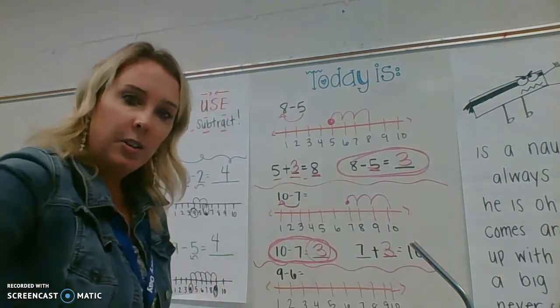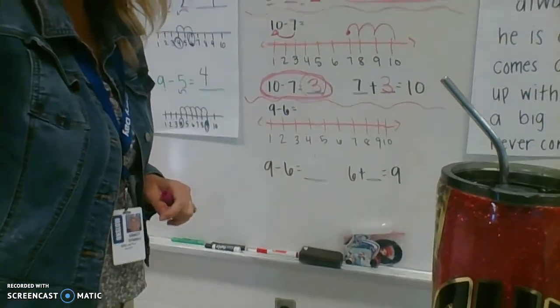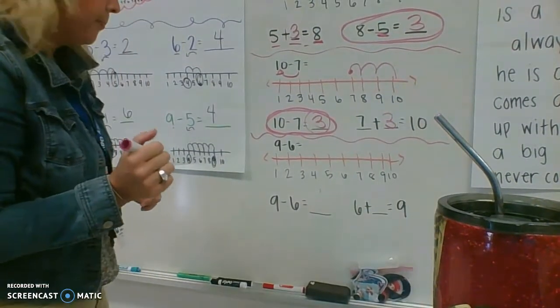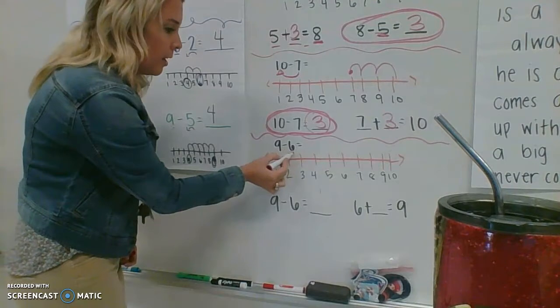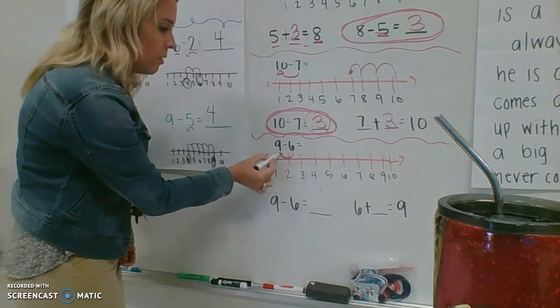All right, last one. Can you guys see the last one? All right, I'm going to kind of go down like this. All right, here we go. So last one is 9 minus 6. We are going to count up to this number.